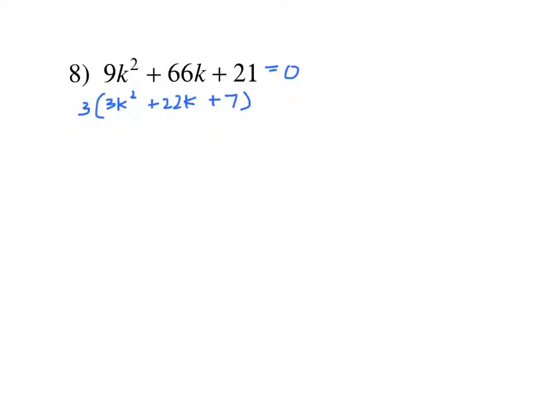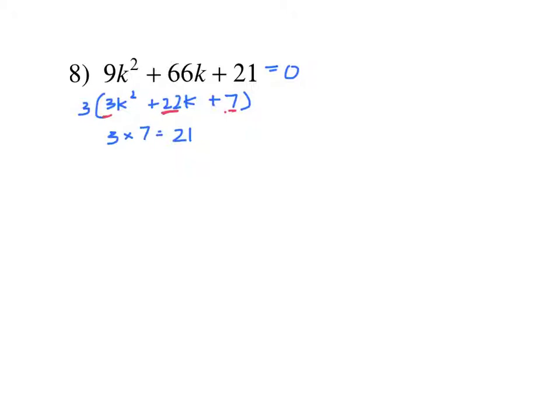Okay, and then what I'm going to do is take the first term and the last term and multiply them together. Or actually, what I'm really doing is the coefficient on the first term and the last term. So 3 times 7 is 21. And so what I want to think of now are two numbers that multiply to make 21 and add to make 22, the middle term. So that's the part that's kind of similar to the way that you were probably doing it in class.